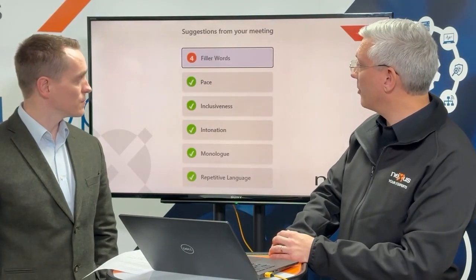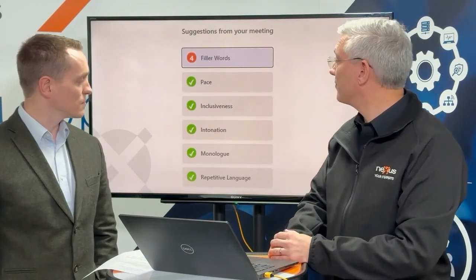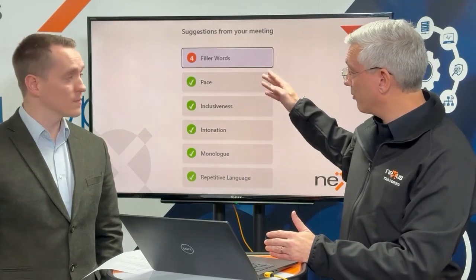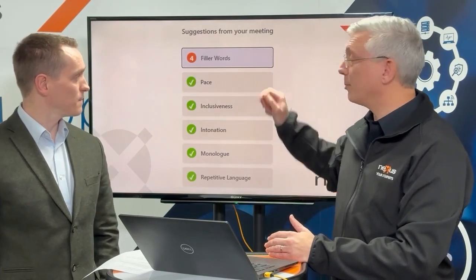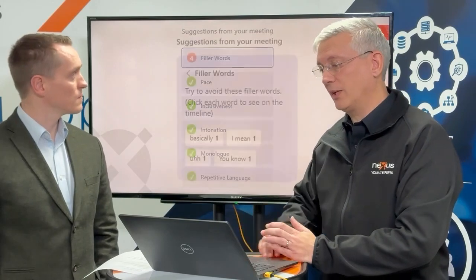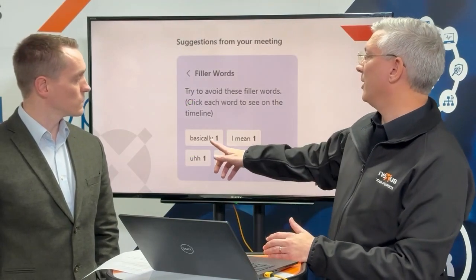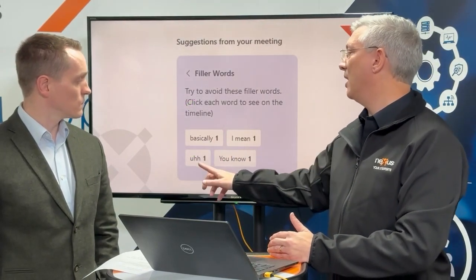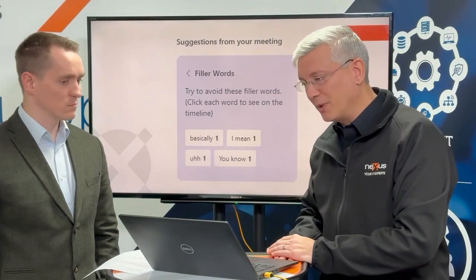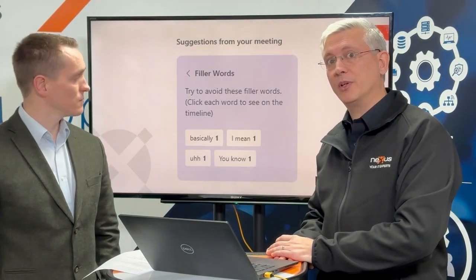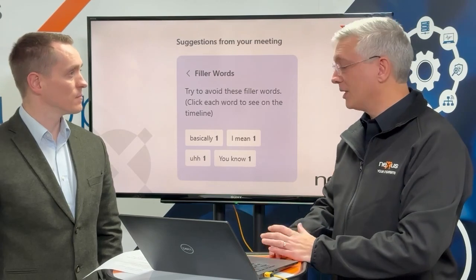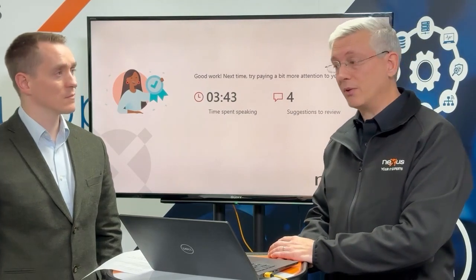This was mine for one of the meetings that I had recently inside Nexus. Quite pleased with myself. I've got green ticks for most things, but I did get picked up on my filler words. So click on filler words. It spotted that I said basically, I mean, or you know. Those are things I need to watch out for to try and improve my speech in meetings. And then at the end, I get one little report card. I spoke for 3 minutes and 43 seconds in that meeting, and those are the tips that I got. So I was quite impressed.